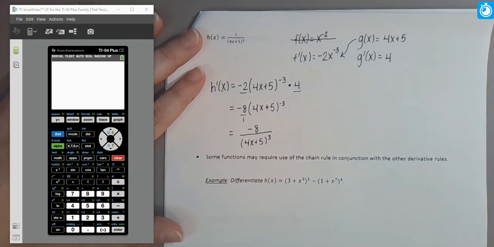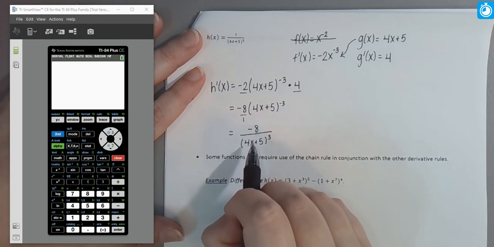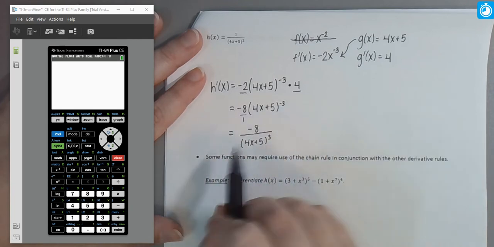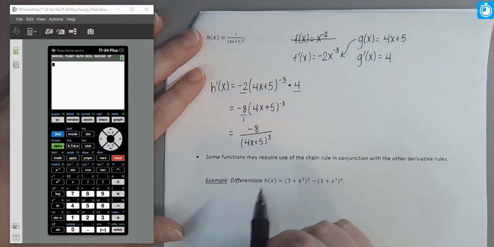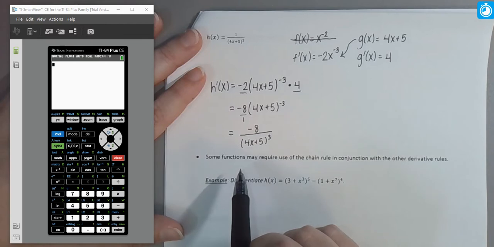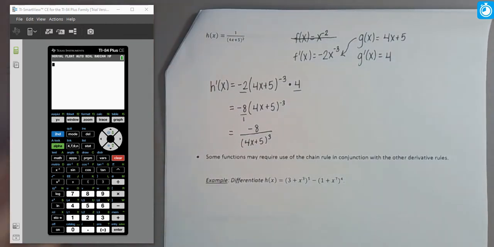And again, depending on the situation we're in, we could simplify this. This would be 4x plus 5 times 4x plus 5 times 4x plus 5. It would take a while to simplify, but it's doable. Here, because that's not really going to do anything special for us, we're just going to leave it as is. So that gives you a few examples where we really just use the chain rule. Keep in mind we use the power rule, we use the constant rule, we use the sum and difference rule, but those we think of as more basic rules.